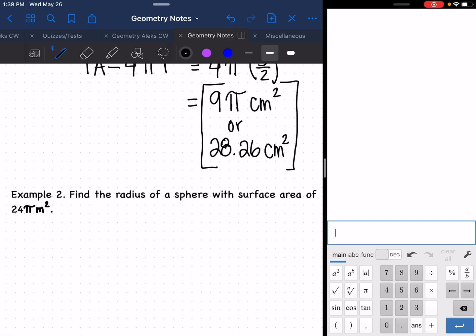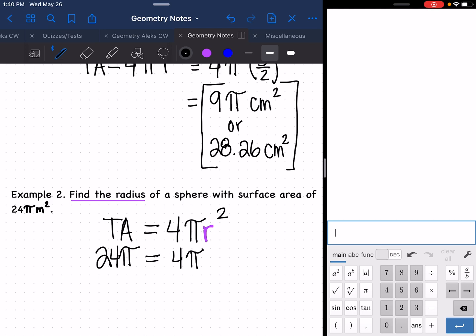Find the radius of a sphere with a surface area of 24 pi meters squared. All right, so I'm going to take my formula. And they're asking me this time to find the radius. I'm going to go ahead and make the radius the color purple. That means the 24 pi is going to go over here on this side, and I have this on this side. I'm going to put the radius in purple.